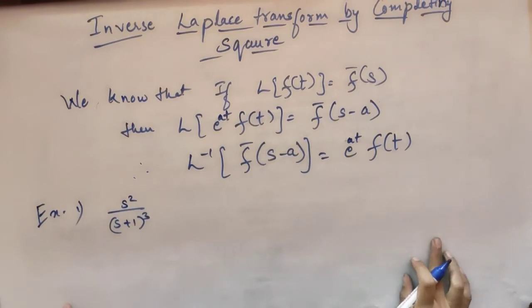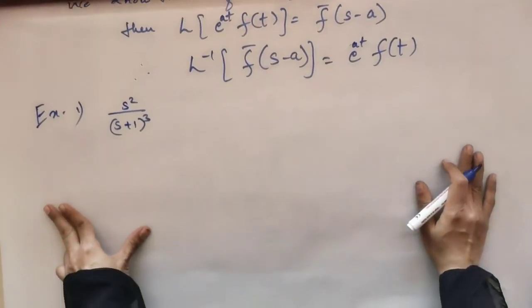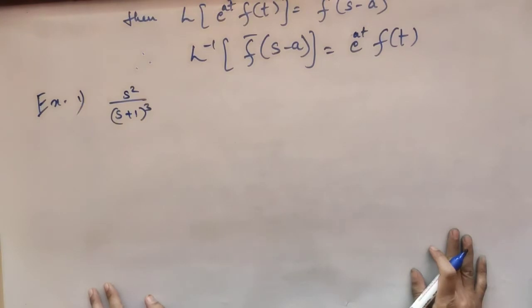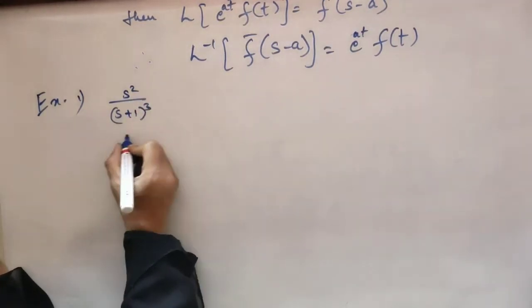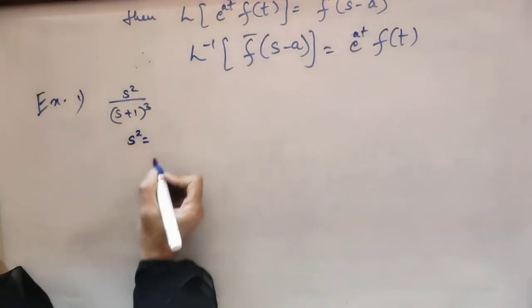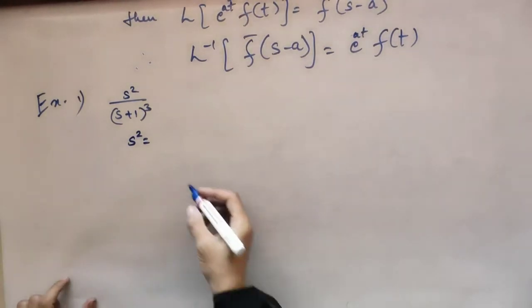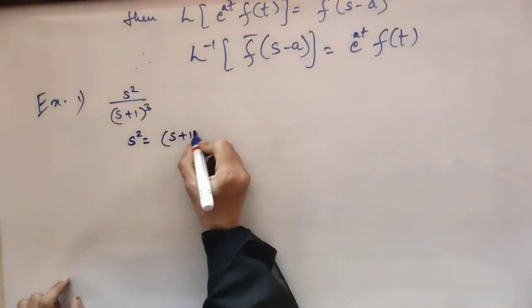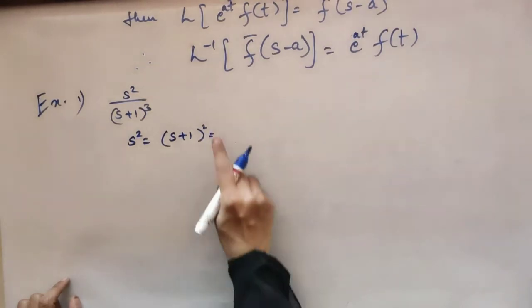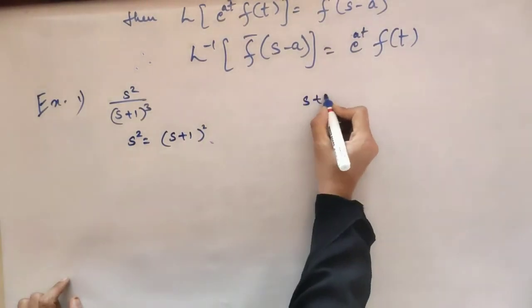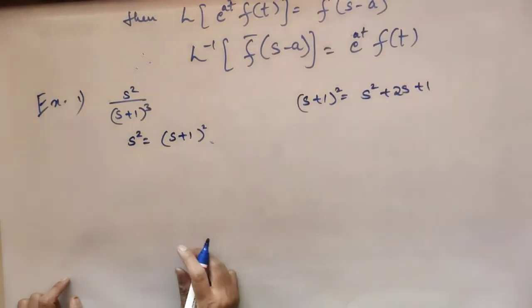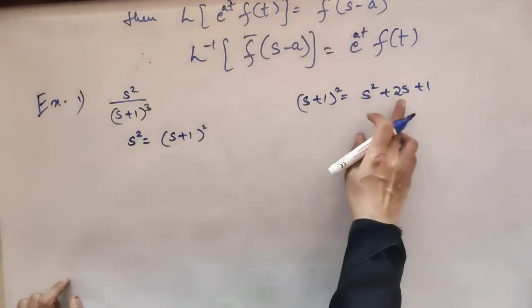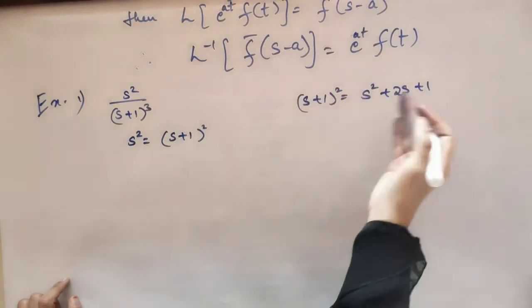So here is one problem for you: find the inverse Laplace transform of s square divided by s plus 1 the whole cube. It's very simple. You may feel it difficult, but just look at your s square. How can I write my s square? First consider s plus 1 the whole square. It is nothing but s square plus 2s plus 1. I want only s square out of it, so it becomes s plus 1 the whole square minus 2s minus 1.